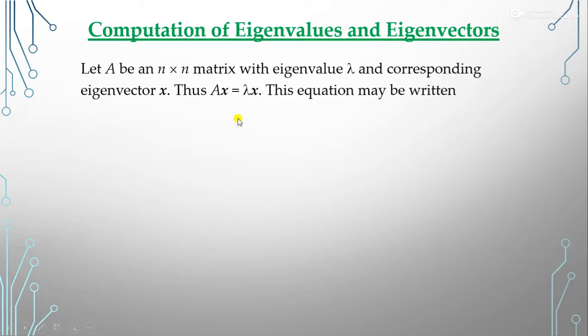First of all, we have an n cross n matrix and we take the eigenvalue as lambda, then the corresponding eigenvector is x. So we can say that Ax is equal to lambda x. We can write this equation as Ax minus lambda x is equal to 0. And again, if we take the eigenvector x as common, we can write A minus lambda I times x is equal to 0.